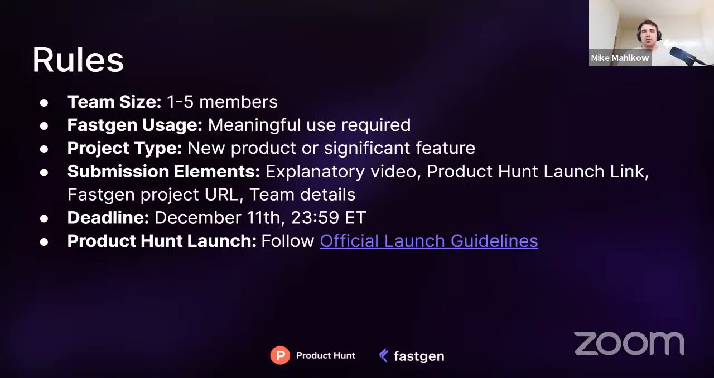And what are the submission elements? So what do you need to submit? One, you need to submit a video where you explain what you have worked on, how does it work. You need to show us a little bit behind the curtains what's going on and how you thought about it. Then we need the Product Hunt launch link. So the link that just leads us to your Product Hunt launch. The Fastgen project URL, that's just like a link to your specific project within Fastgen. And then a couple of details about the team. We need that because in case you win, then we need to send you all the prizes.